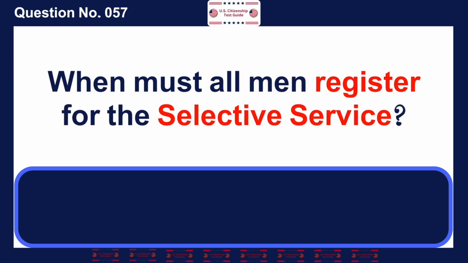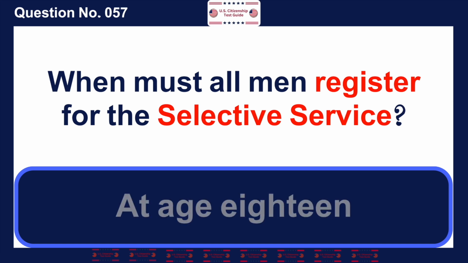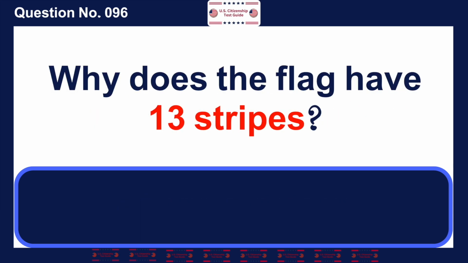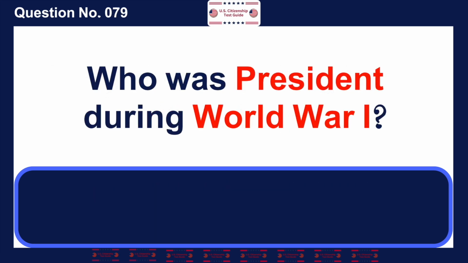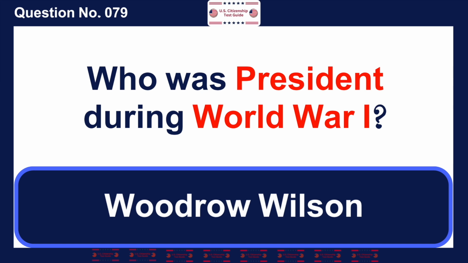When must all men register for the Selective Service? At age 18. Why does the flag have 13 stripes? Because there were 13 original colonies. Who was president during World War I? Woodrow Wilson.